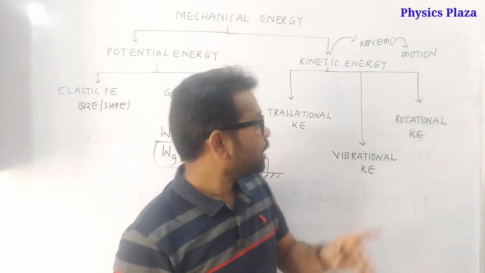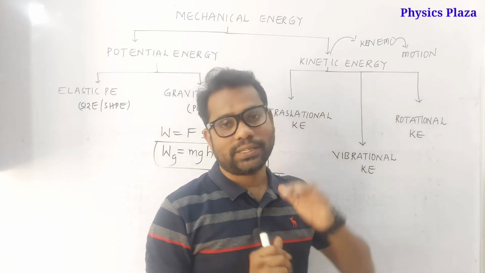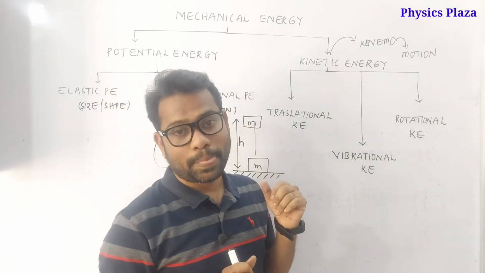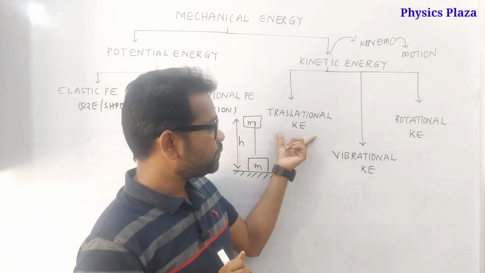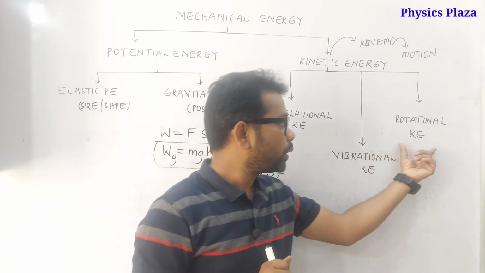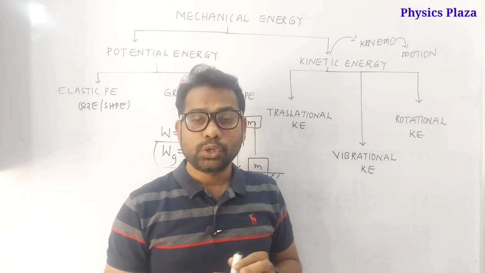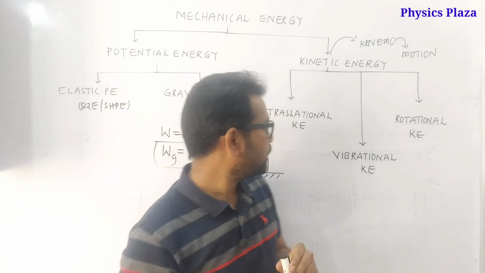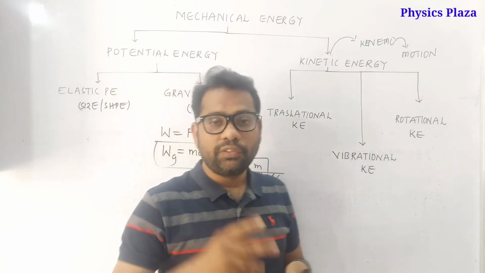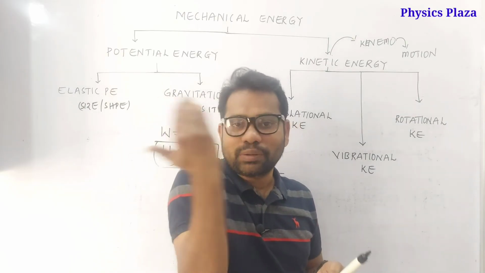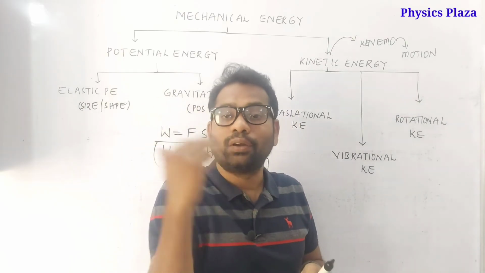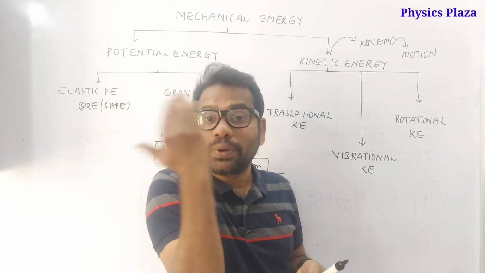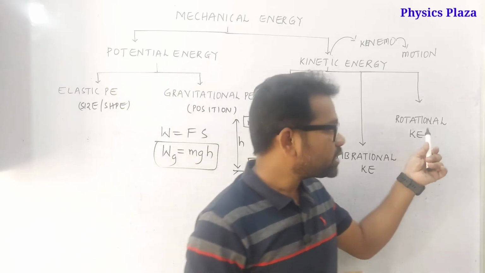So, based on that, kinetic energy is classified into 3 categories: translational kinetic energy, vibrational kinetic energy, and rotational kinetic energy. If a body is going along a straight line path, the kinetic energy possessed we can call translational kinetic energy. If a body is vibrating, especially molecules of a solid, then they are said to possess what? Vibrational kinetic energy.